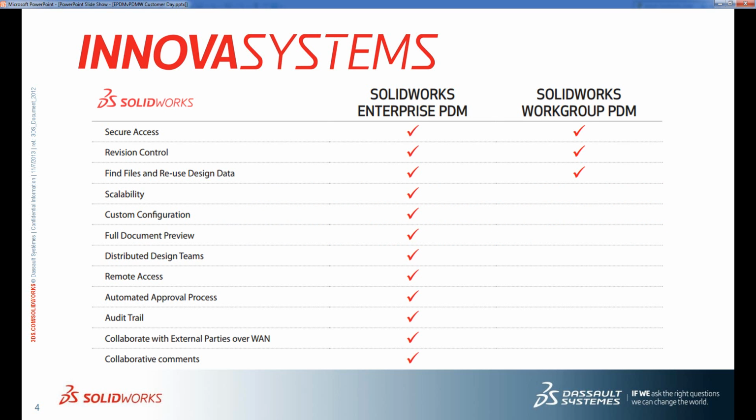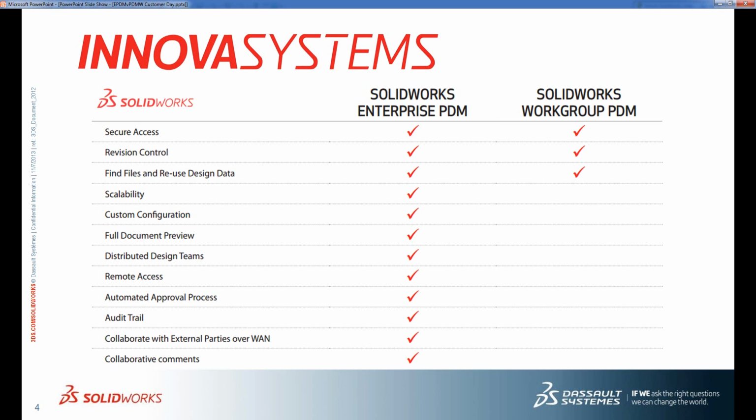So, Workgroup PDM, well known for secure access, revision control, and ability to find and reuse design data. Almost exclusively, we're talking about SolidWorks files here. Whereas Enterprise PDM gives you all of those, but it also has a lot about custom configuration, full document previews, remote access, working through distributed design teams, working over a much larger network, and therefore has the scalability to go with it. A lot of automated systems, including automated approval, a stronger audit trail, and also a better commenting system for checking when and what's happened to things.